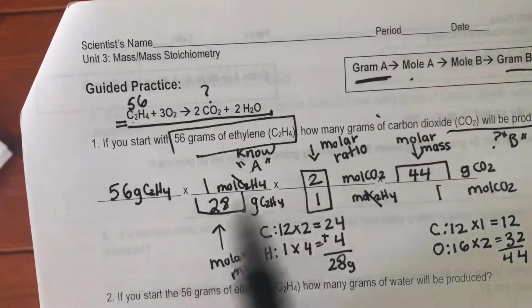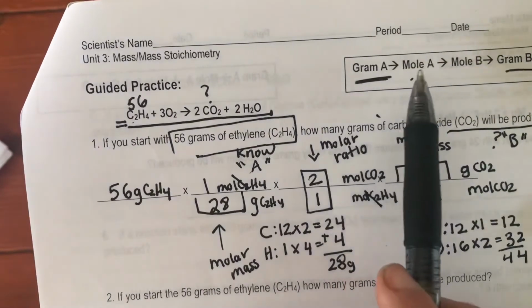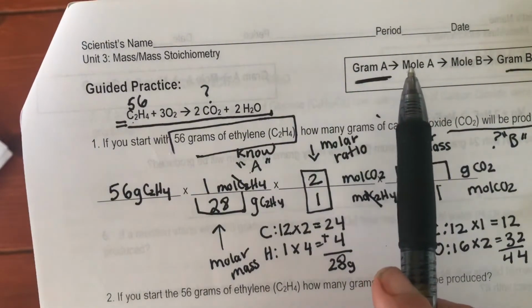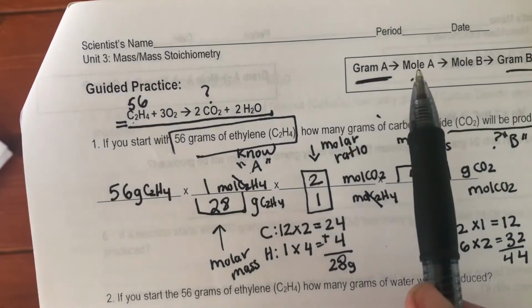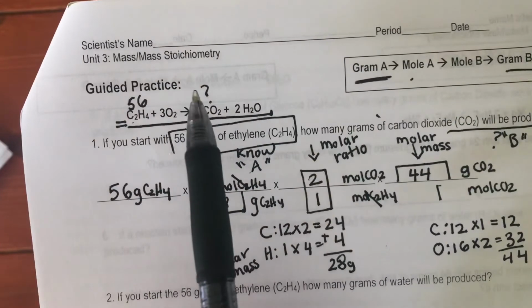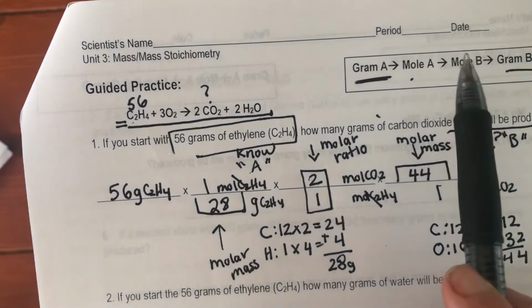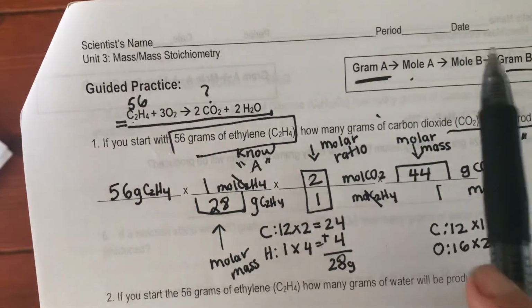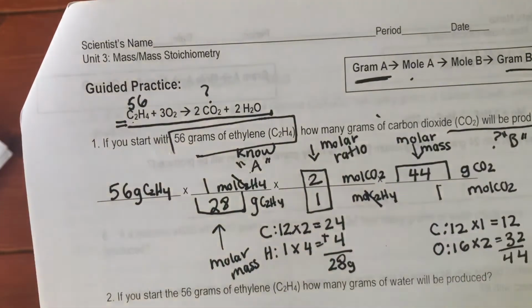So again, I went from grams of my first thing to moles of my first thing. Then I used the periodic table for that. Then when I went from moles of my first thing to moles of my second thing, I used the molar ratio from my equation. And lastly, to get from moles of the second thing that I'm looking for into grams, I go ahead and I use my periodic table, the molar masses again.